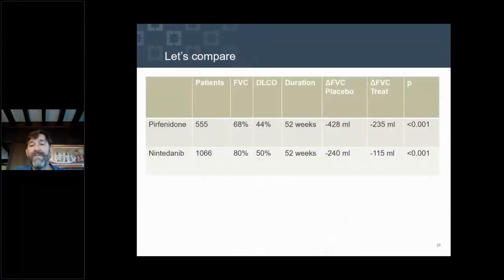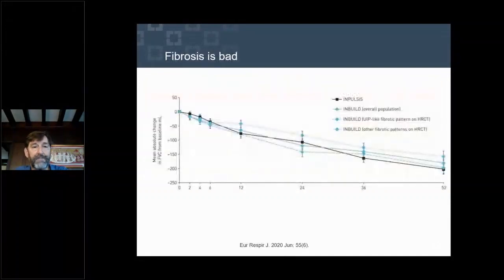When you compare them, again, they both have 50% of the lung decline. I see them as equal in efficacy. And the difference in lung decline was probably because the people were less impaired than the pirfenidone group. And as I showed you before, the more impaired you are, the more likely you are to have a decrease.